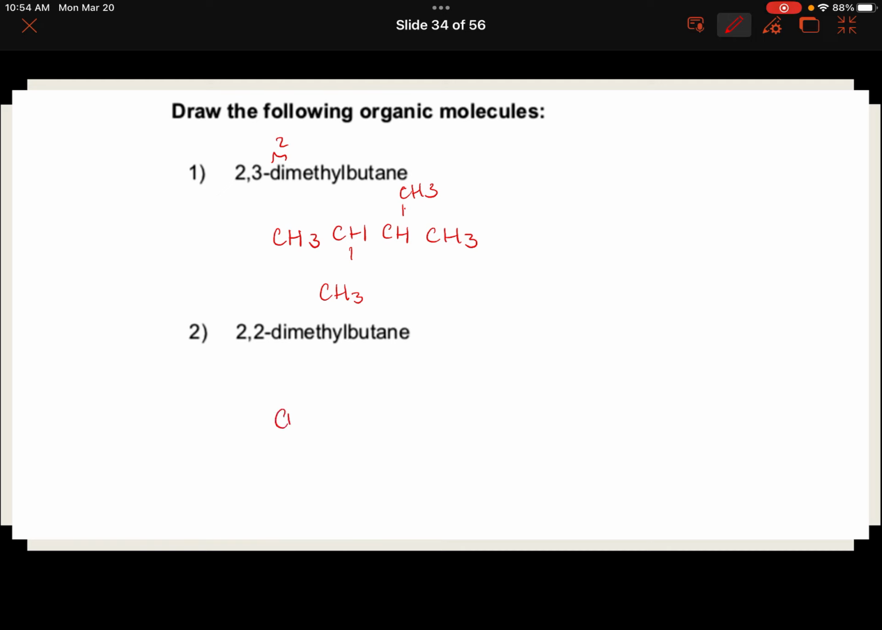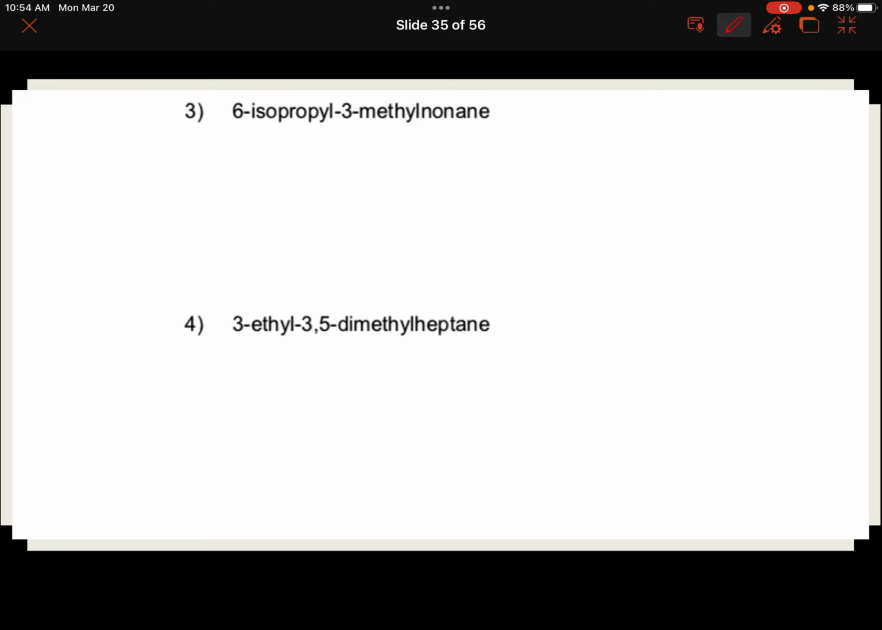2,2-dimethylbutane. Here again, because they're both on 2, we'll write CH3, C, because of how the bonds work, CH3, CH2, CH3. We need to make sure that when we bond here, our carbons have enough room to bond. So we can't have too many hydrogens. If we had a hydrogen here, it wouldn't work because it's too many bonds, okay?